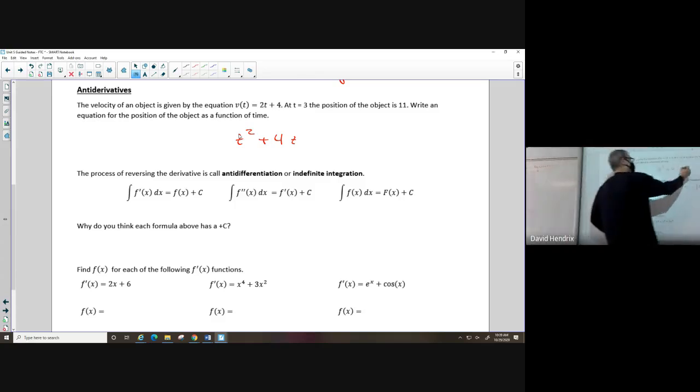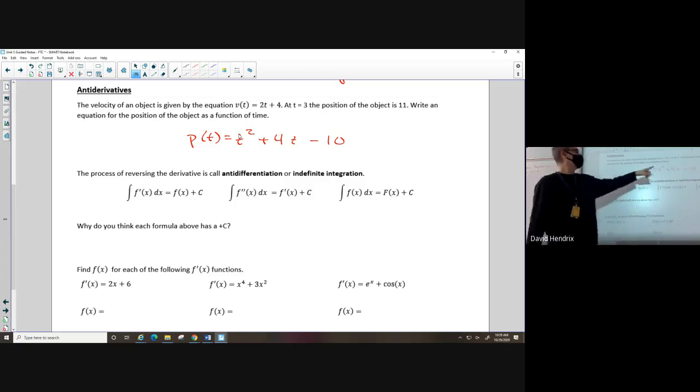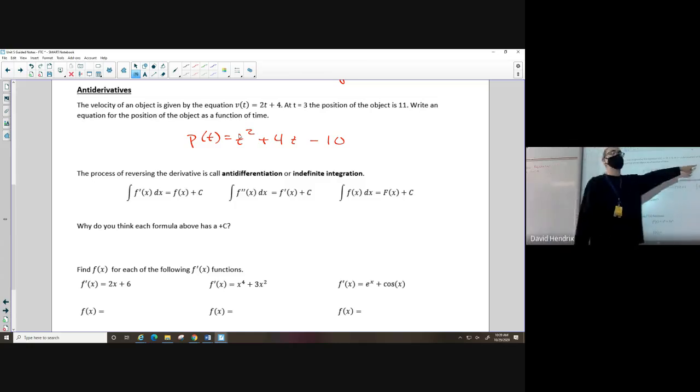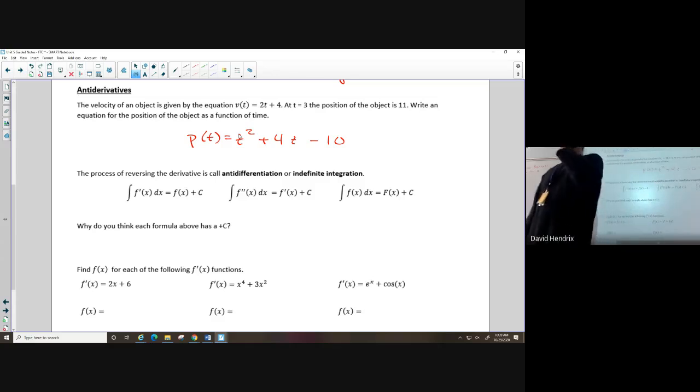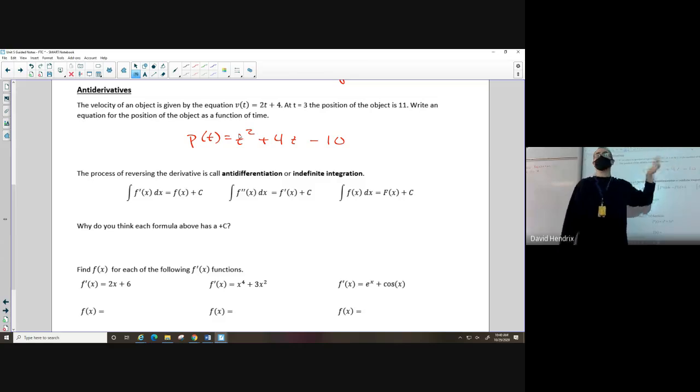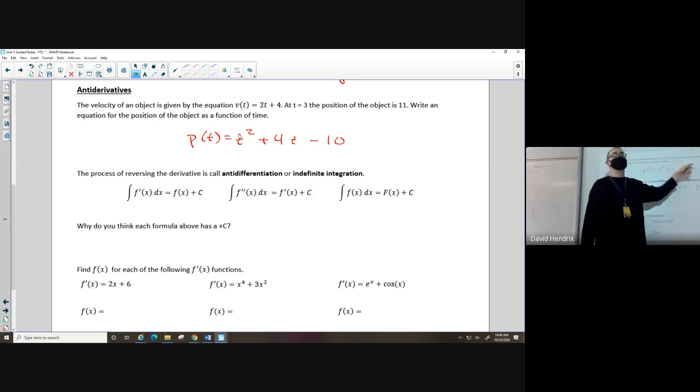Subtract 10. And realize if we subtract 10, this is my position function. When we take the derivative of this, what happens to that minus 10? It goes away, right? So we don't have to really worry about it. But this is also a reason why we can never know, just from the velocity equation, what the position is, because there was always some sort of constant that could have disappeared and gone away, right?